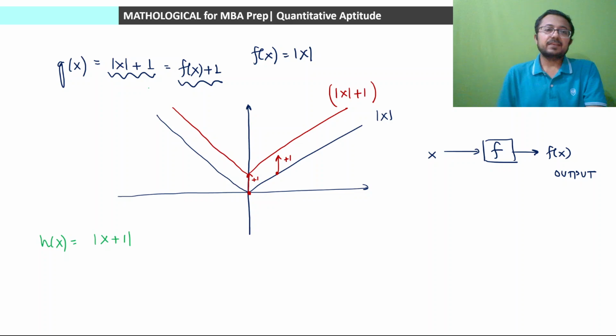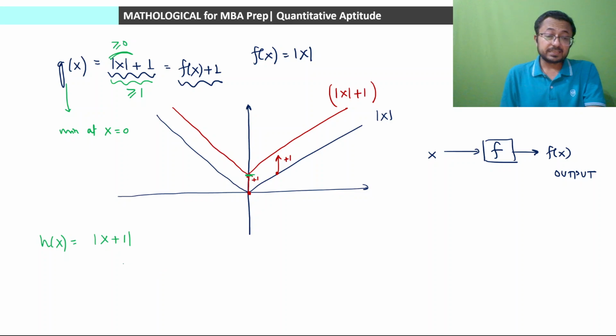अच्छा, in case of mod of x plus 1, mod of x is always greater than or equal to 0. So mod of x plus 1, this value will always be greater than or equal to 0 plus 1, यानी greater than or equal to 1. Isn't it so? The minimum value will be 1, and that minimum value of g of x will be at x equal to 0, and that minimum value will be equal to 1.